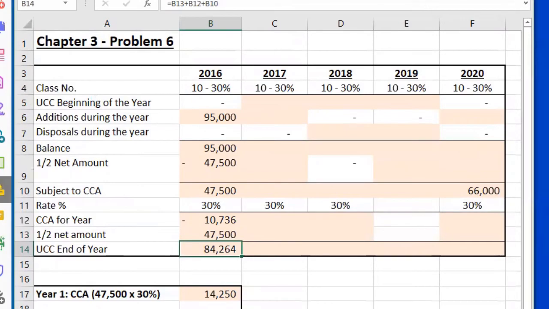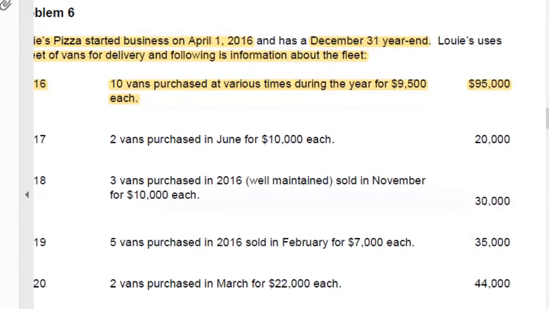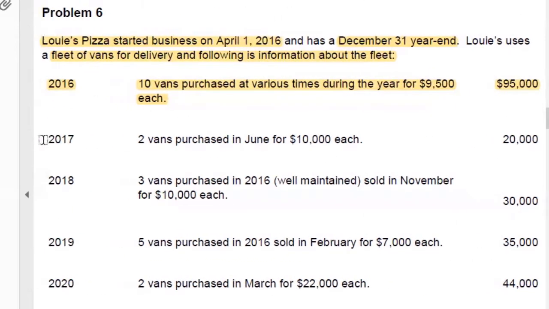Now we're going to have to take a look at year two. So we head back over to our problem narrative. So here's 2017. We buy 2 more vans. Louis Pizza buys 2 more vans. Oh, the price has gone up. Now they're $10,000 each. So we have additions of 20 grand.